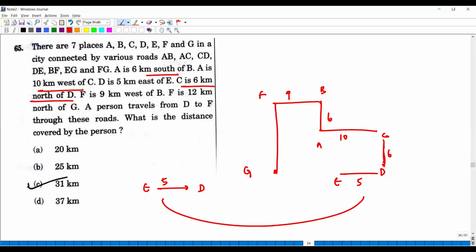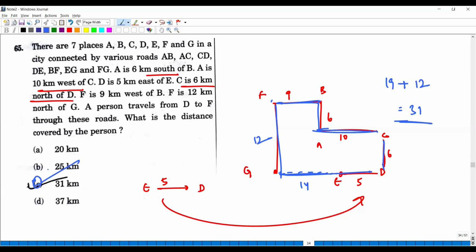You can connect this. So he's asking you a person travels from D to F through these roads. So you can connect this also. This is 9 plus 10. 19 means this will be 14. You're traveling from D to F. So 6, 10, 6, 9. Put together, you'll be having 19 horizontal, 12 vertical. So totally 31. So here also 19 horizontal, 12 vertical, totally 31. So you're traveling 31 kilometers.